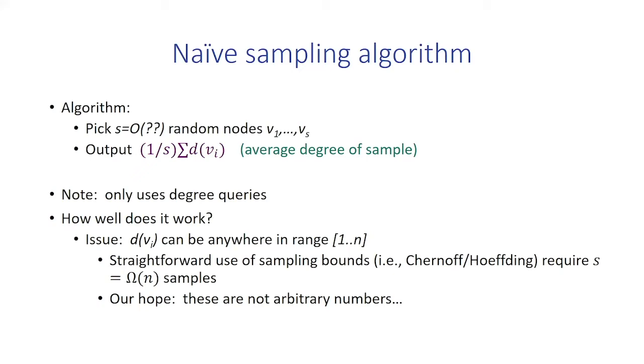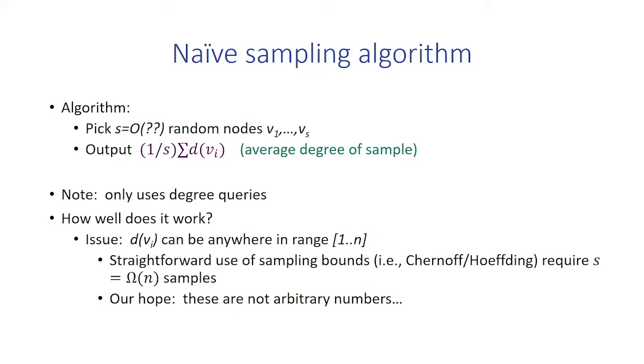Let's see why naive sampling isn't a good idea. If you just did naive sampling, let me pick a bunch of random nodes, v1, v2, v3, up to vs. So I pick s nodes in my sample, and then I return the average degree of the sample. That seems like the first step. What else can you do, actually, if all you know is the degree of a node? Well, the problem is d of v can be anywhere between 1 and n. If you just use Chernoff-Hoeffding bounds, the straightforward sampling bounds, you're in trouble, because if your number can be anywhere between 1 and n, the variance is really high. So you need a lot of samples to get a good estimate of the average.